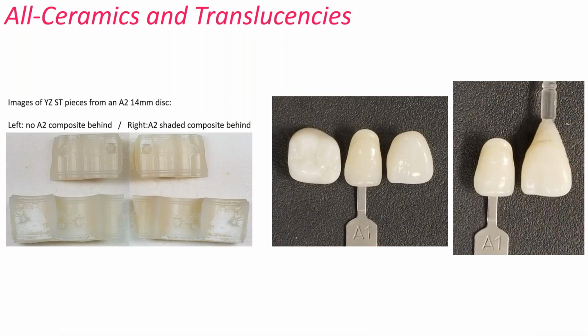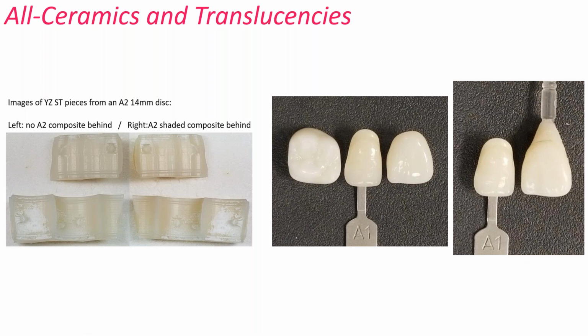Often there is a discrepancy between the shade tab and the material after you mill it, because we look at a shade tab that is metal ceramic with an opaque layer inside. So you have to include some material inside your crown before you start matching it up, before you visually inspect it to see that it is the correct shade.